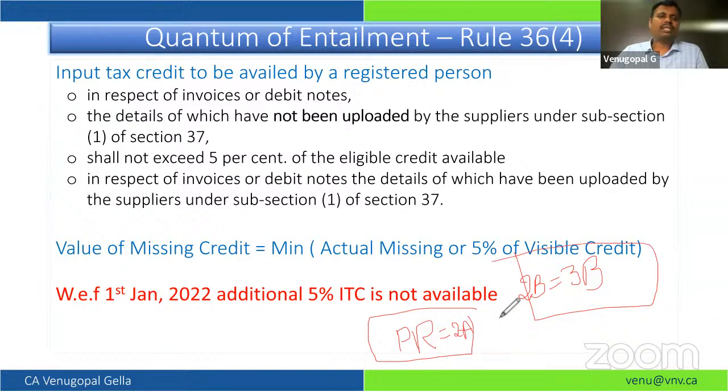So you have to do this matching. However, this matching has been made mandatory only from 1st January 22. Prior to January 22, we had a rule which allowed an additional 5% of the ITC.